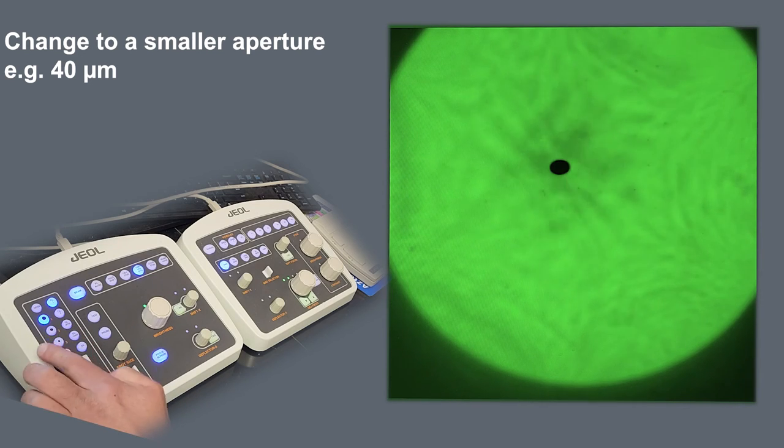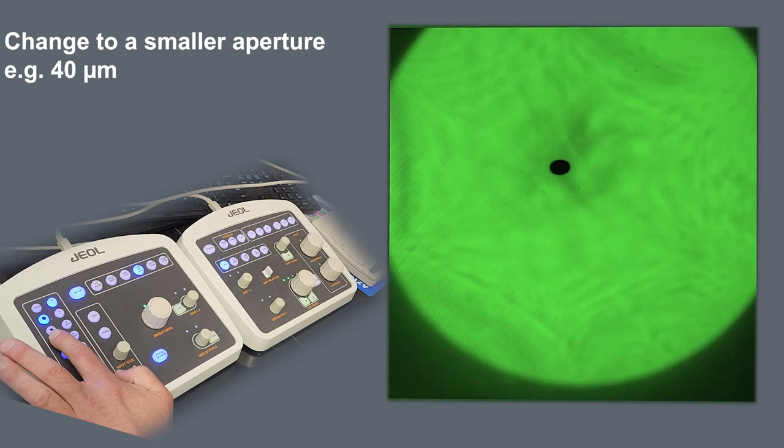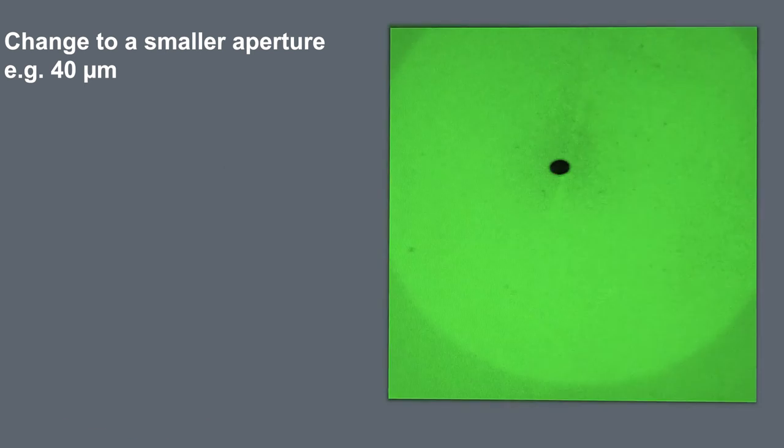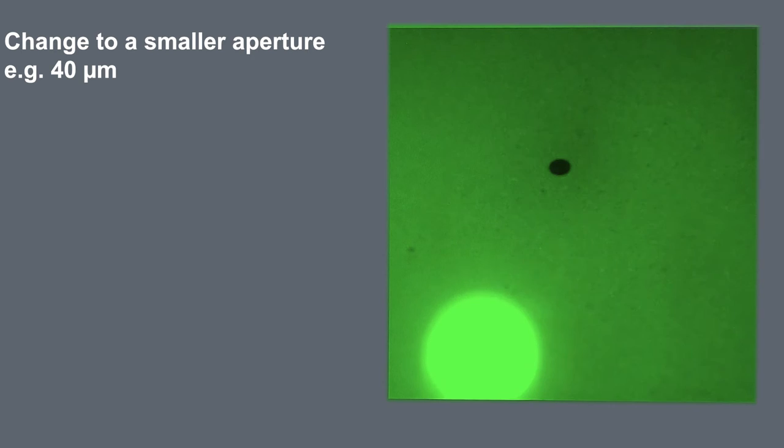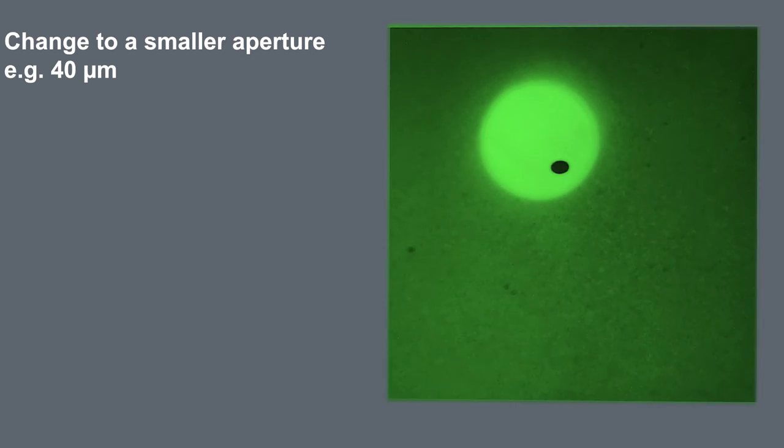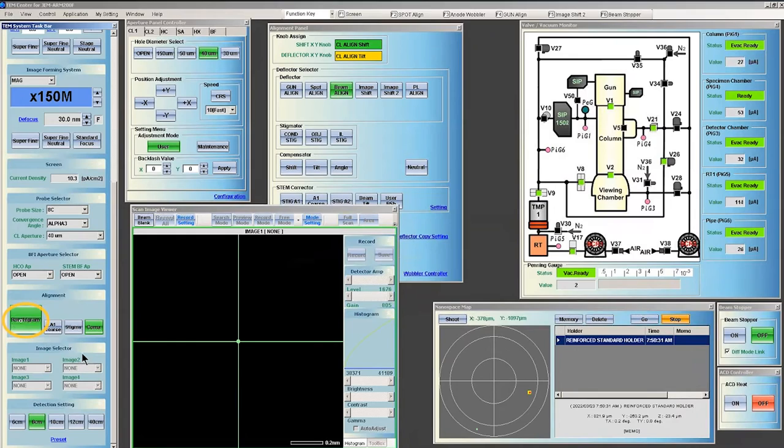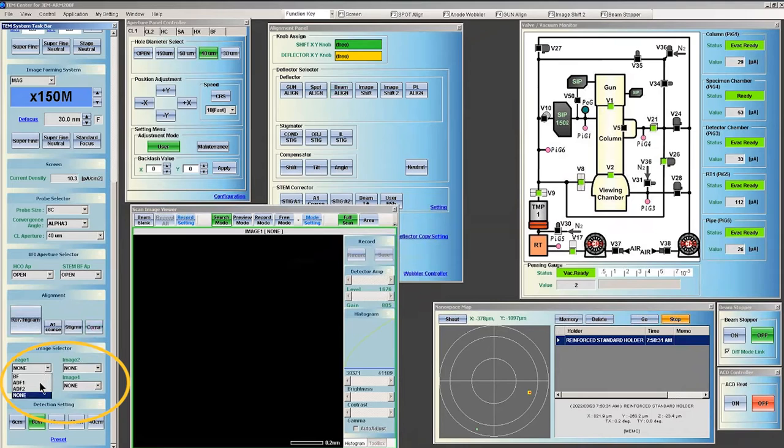Change CL1 to 40 micron and center it using arrow keys in the aperture controller menu. Unclick ronchiogram. Insert detectors, choosing them from the image selector menu. HDF1 for high angle annular dark field, HDF2 for medium angle annular dark field, and BF for bright field. Note, it needs an aperture.